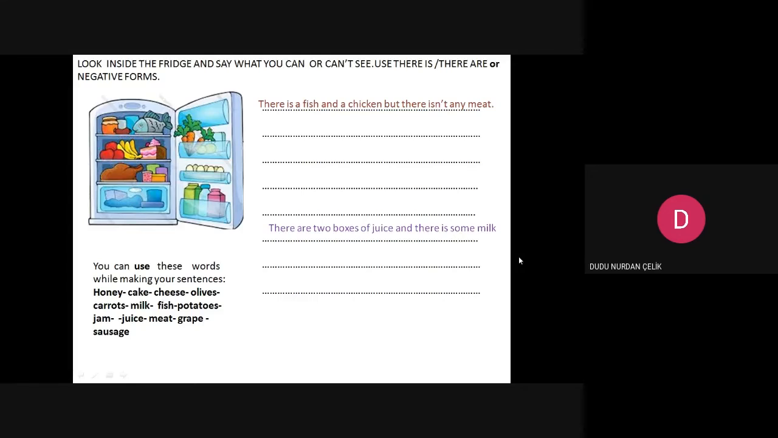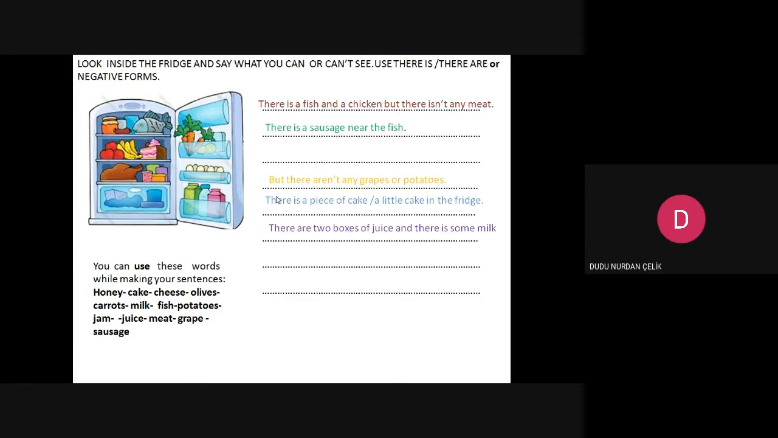Waiting for your answers. You can do it. Try to do it. It's not important. You can make mistakes. Okay. I will let you see the sentence. There is a sausage. There is a sausage near the fish. There aren't any grapes or potatoes. See? Can you see grapes? No. Potatoes? No. So there aren't any grapes or potatoes.